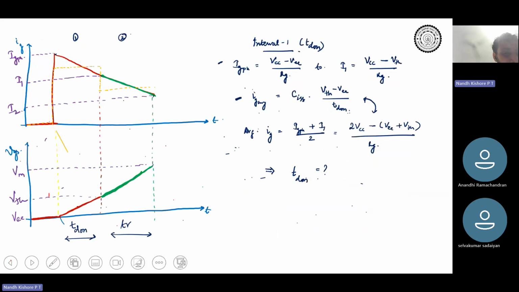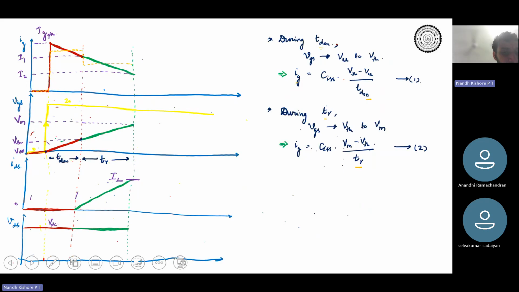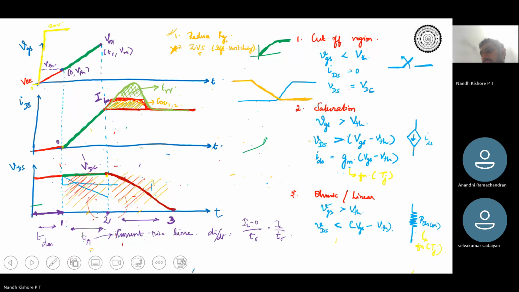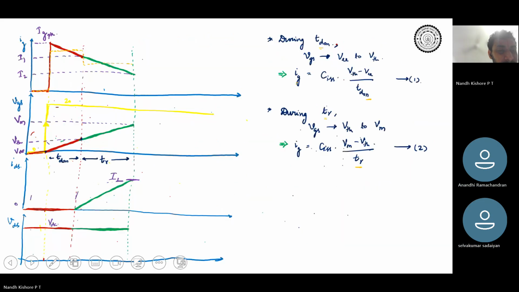Therefore, there will be lesser overlap between the voltage and current. We were talking about this overlap, right? There will be lesser overlap between the voltage and current during this particular interval. So the loss will occur for lesser amount of time. The heating up of the device will be lesser. Okay. So is it understood, Anandi and Selvakumar sir? How we compute what is TR? Yes, sir.